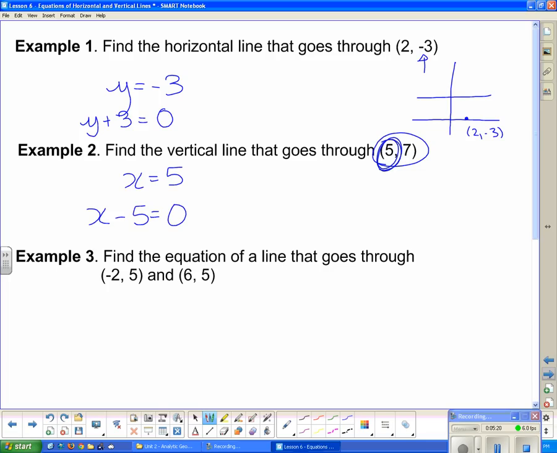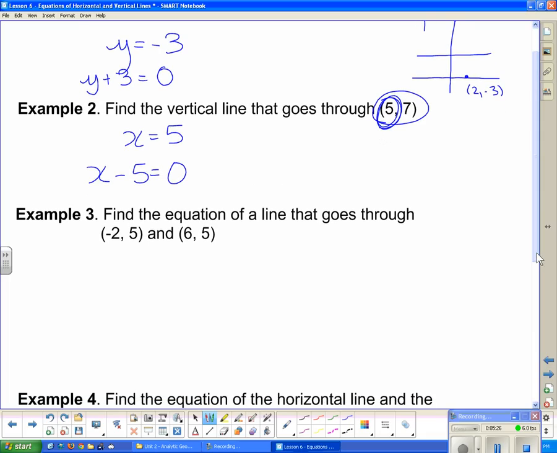Ooh, next one looks a little more complicated. It says, find the equation of a line that goes through negative 2, 5, and 6, 5. So don't I need to find the slope for that? I need to find the slope using my 2 points, because I know that equation, m equals y2 minus y1 over x2 minus x1. But wait a second. These have the same y values. And if they have the same y values, they must be a horizontal line. And I'm wasting my time, because this is just y equals 5. And if I want it in standard form, it's y minus 5 equals 0.